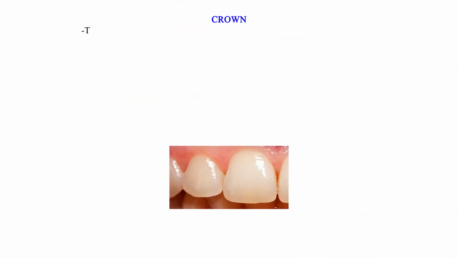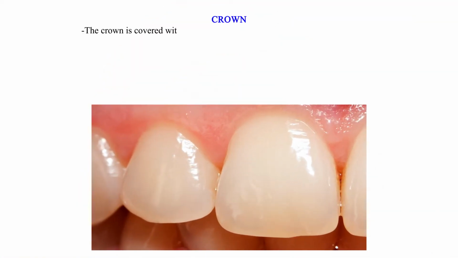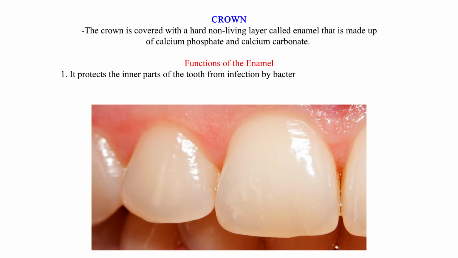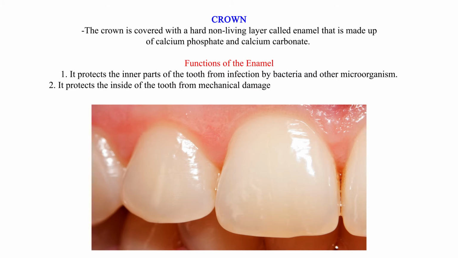Crown. The crown is covered with a hard non-living layer called enamel that is made up of calcium phosphate and calcium carbonate. Functions of the enamel. 1. It protects the inner parts of the tooth from infection by bacteria and other microorganisms. 2. It protects the inside of the tooth from mechanical damage by hard food materials such as bones. 3. It provides a hard biting surface.